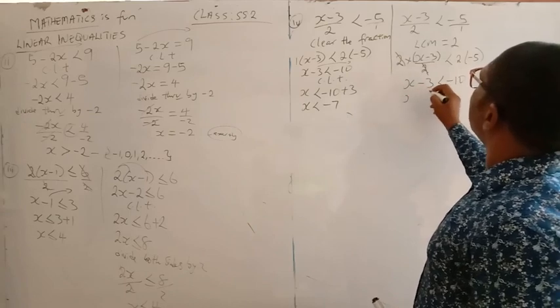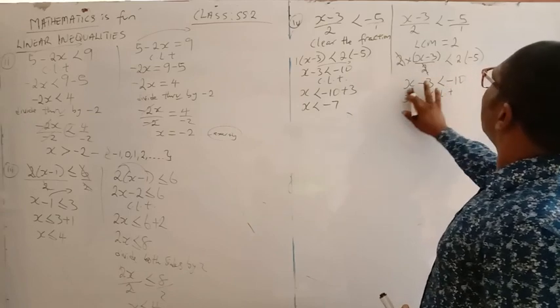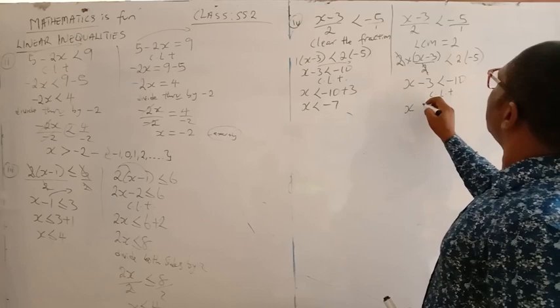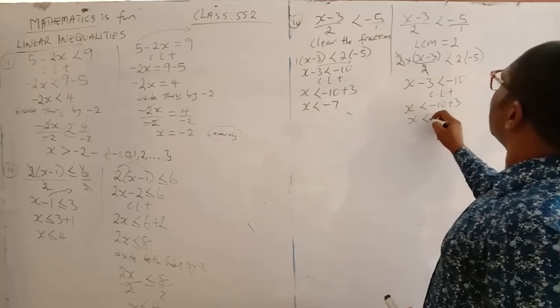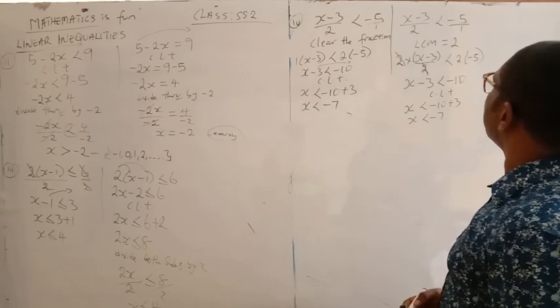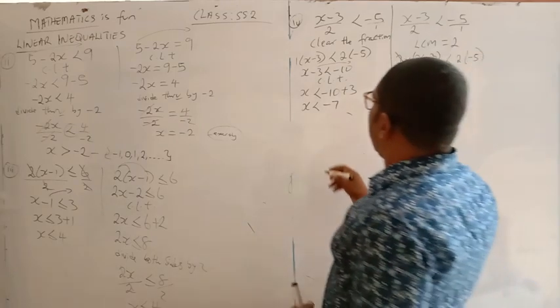Collect the like terms. So you have x less than minus 10 plus 3, and your x is less than negative 7. Number 5.